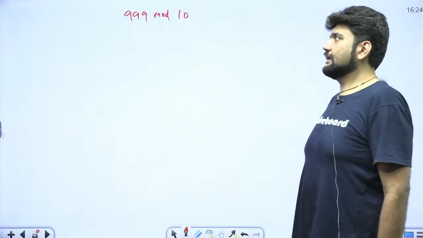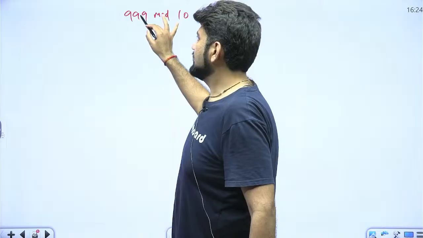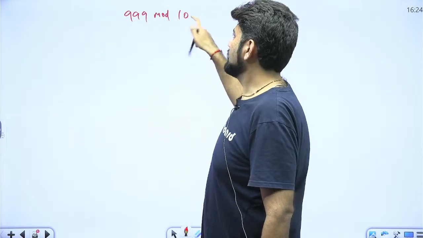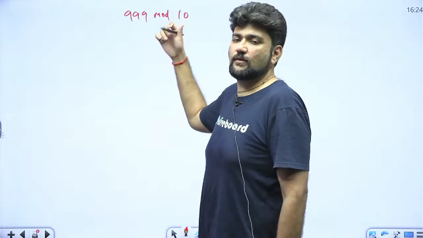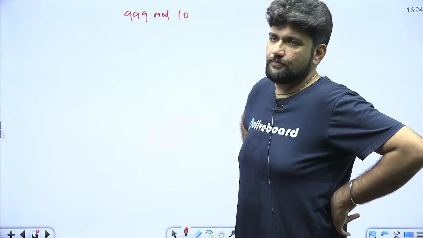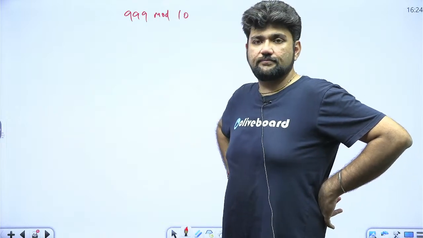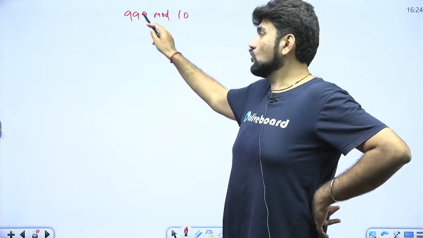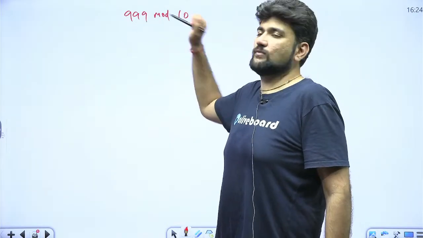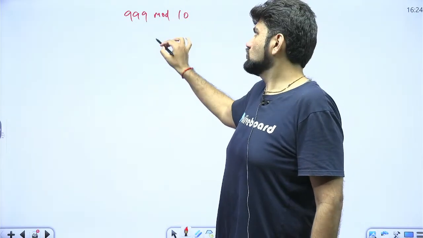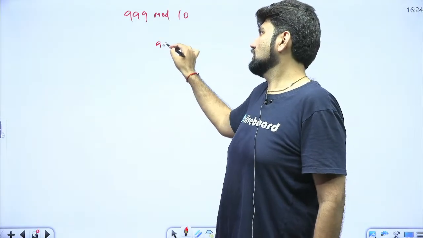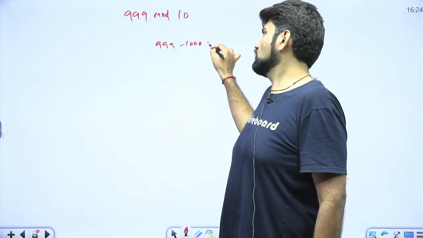Now technically what I can do is divide this by 10 and I would have gotten 99 as my quotient, and if I subtract that, I would still get 9 as the remainder. Not an issue. But how can I make it faster? What is the next closest multiple after 999? It is 1000. So 10 into 100 is 1000. So 999 minus 1000 is equal to minus 1.